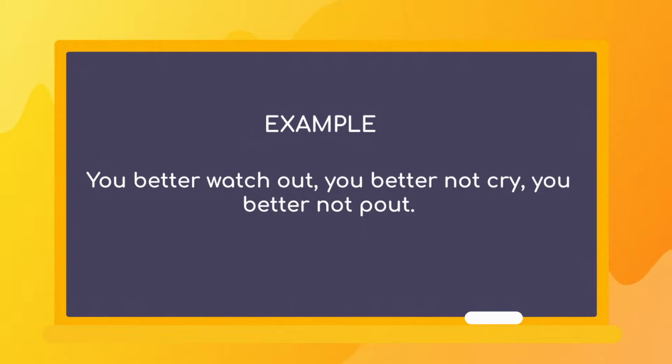This example is taken from a famous Christmas carol. See if you can find which phrase has been repeated.